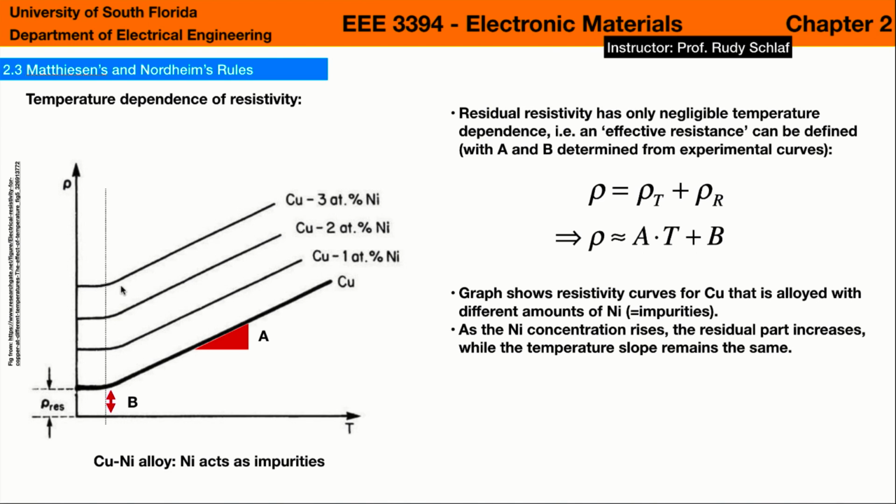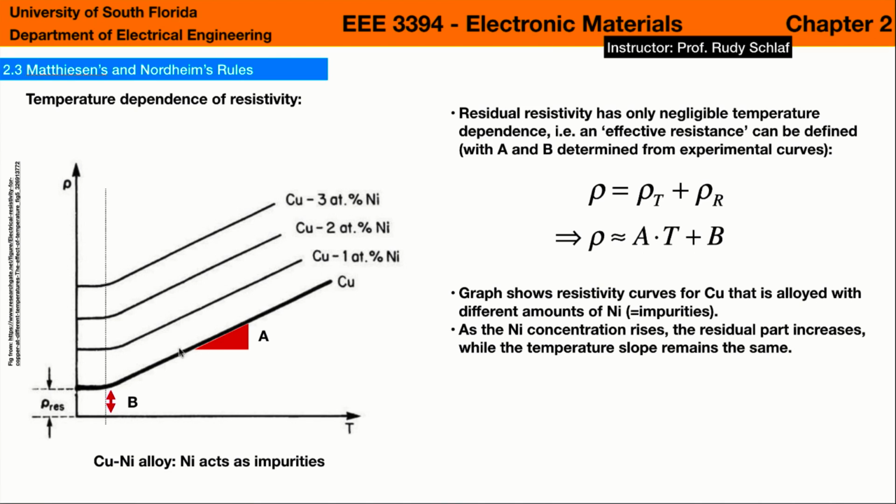Here you see experimental curves that were measured on copper-nickel alloys. 4 curves. The bottom one here is measured on pure copper, and then the other 3 are measured on copper with mixed in nickel at various concentrations. So the concentration goes up here.